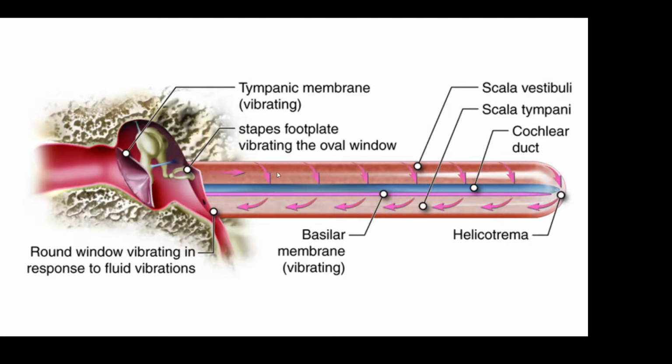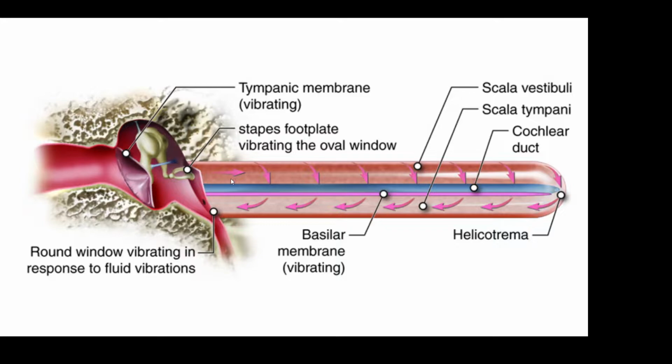This first passage is called the scala vestibuli, or the vestibular duct, vestibular canal. And then on the bottom, we have the tympanic canal, or the scala tympani. And in the middle, we have the basilar membrane, which also has the scala media, or the cochlear duct, as part of it. And we'll see that in the next image that we get to.